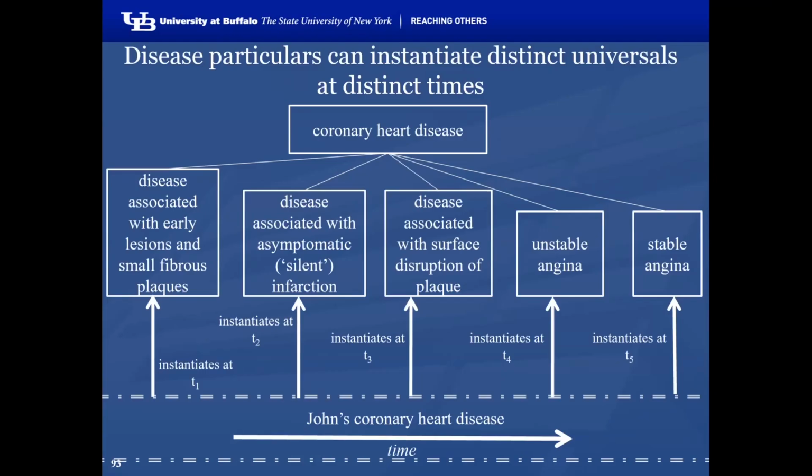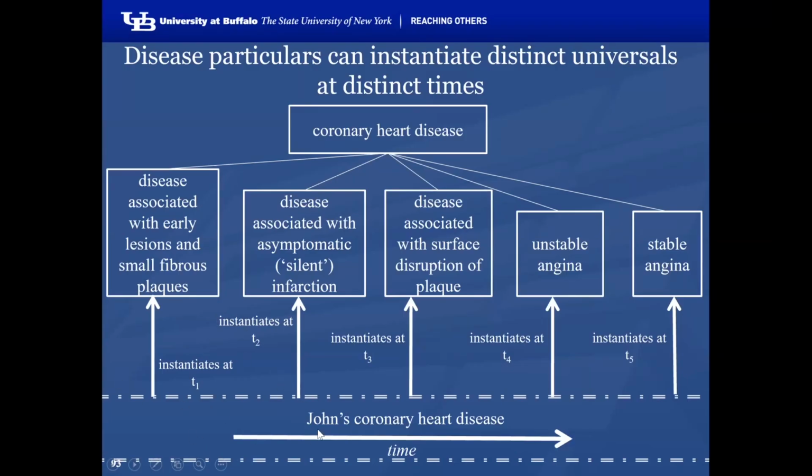Disease particulars can instantiate distinct universals at distinct times. You remember that I gave that picture of me as a baby and then as an adult later. I changed over time. Diseases also, okay? So think of coronary heart disease. You have a guy, John, who has a coronary heart disease.